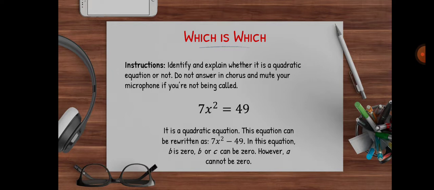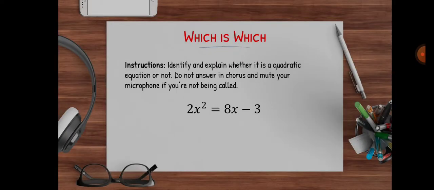In this problem, what we did is called transposition: we need to transpose, or move, the 49 to the other side of the equals. So positive 49 will become negative 49. What if it's negative 49? Then move it to the other side, and it will become positive 49. So that is what you call transposition. So next.